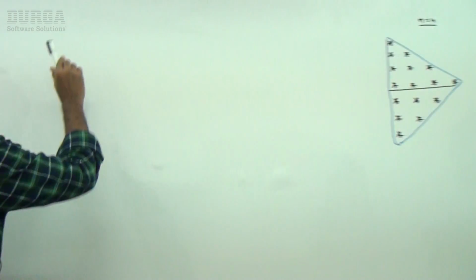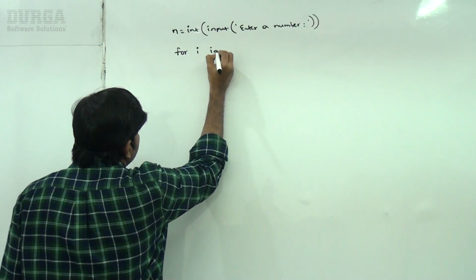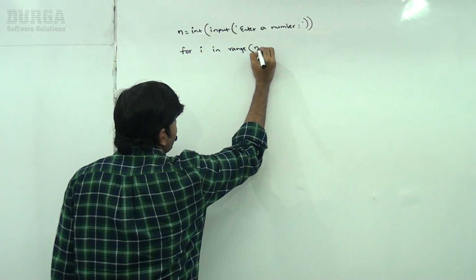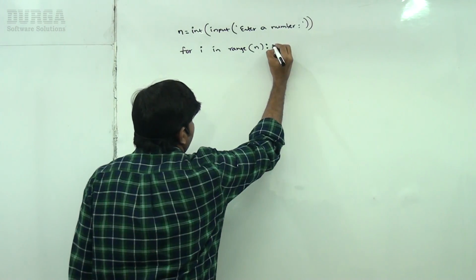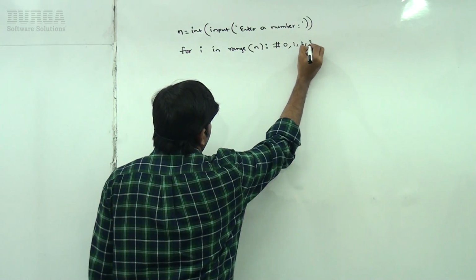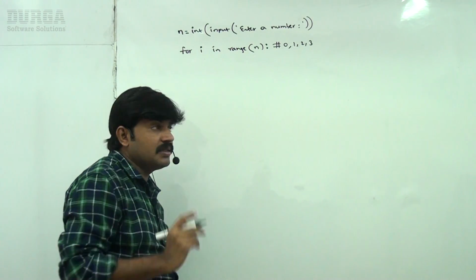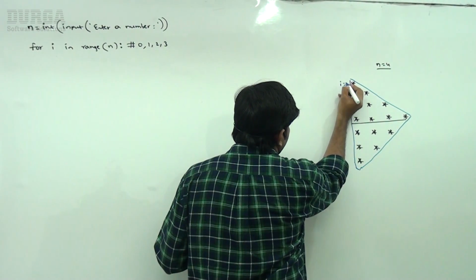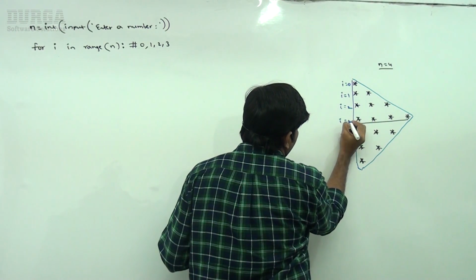Now enter a number. For i in range of n, sir, if n is equal to 4, what are the possible values of i? The i values are 0, 1, 2, 3. i is equal to 0 means the first row, i is equal to 1, i is equal to 2, i is equal to 3, sir.